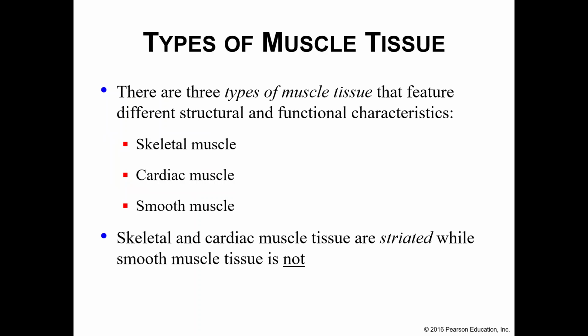In total, we have three specific types of muscle tissue: skeletal, cardiac, and smooth muscle itself. The skeletal and cardiac muscles are going to be our striated muscles, while the smooth muscle is smooth and has no striations.